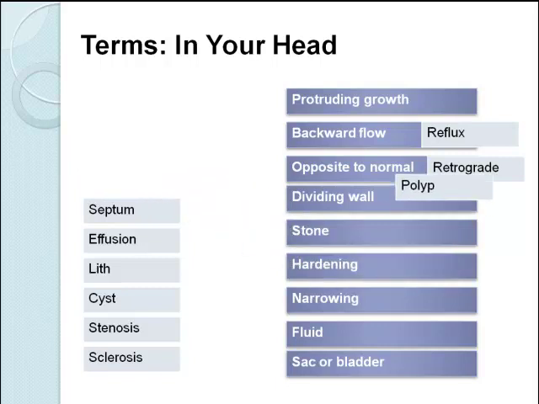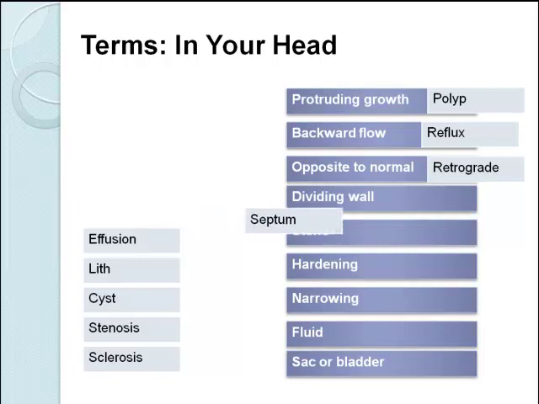Polyp is a protruding growth. You can have nasal polyps, polyps in your bowel, cervical polyps, the little protruding growths out of the membrane lining various organs. A septum is a dividing wall. You have your nasal septum, and you have a septum in your heart dividing the left side and the right side.